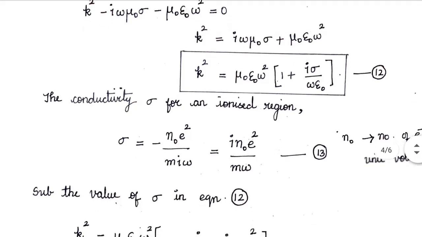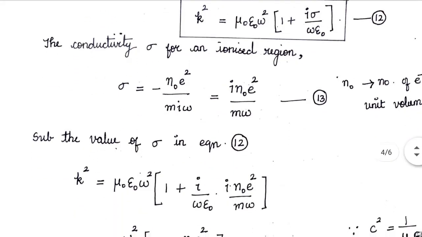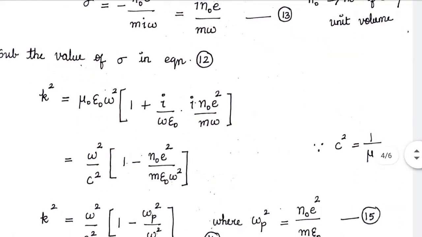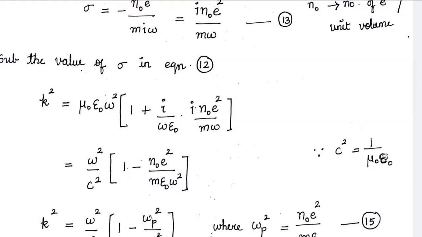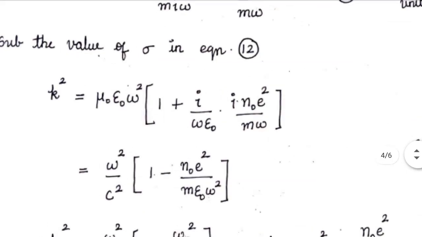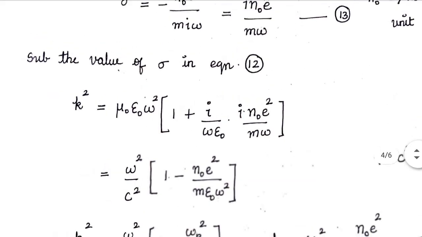Now, let us substitute this value of sigma in equation 12. When we substitute, we get k square equals mu naught epsilon naught omega square into 1 plus I by omega epsilon naught, and in place of sigma, I n naught E square divided by m omega. We all know c square is equal to 1 by mu naught epsilon naught. We have seen this in many of the problems, so in place of mu naught epsilon naught, we are substituting c square. So, omega square by c square into 1, I into I will give you I square, so it is minus n naught E square divided by m omega epsilon naught.